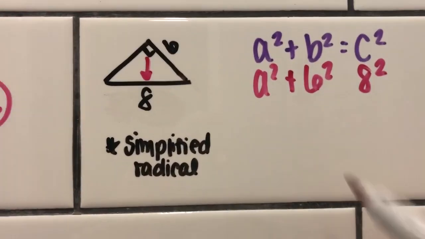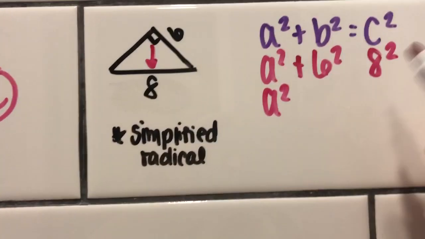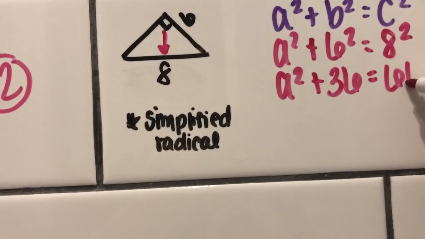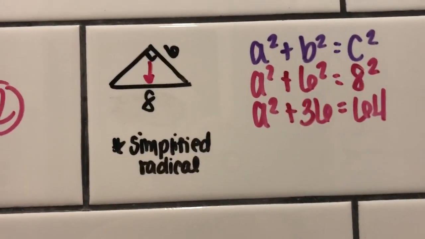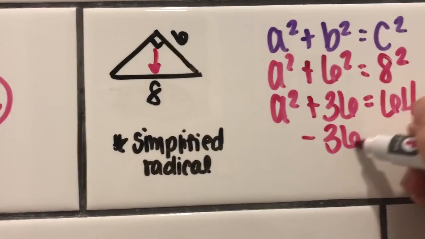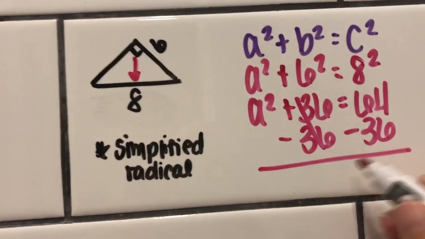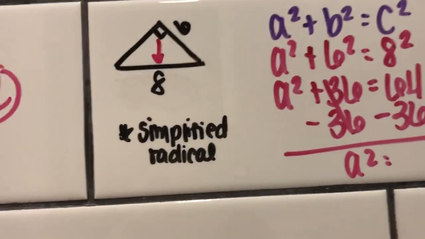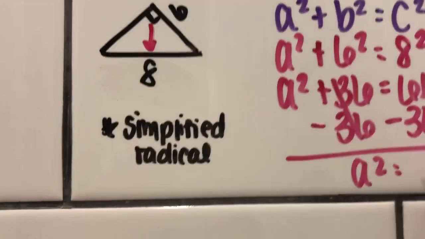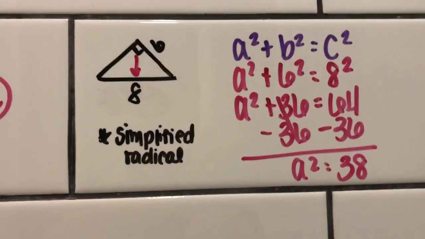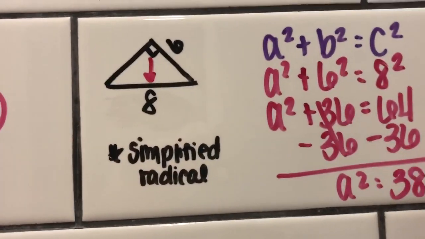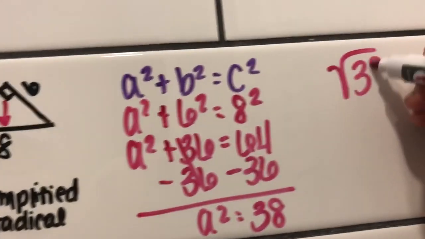So I'm going to go through A squared. I don't know, obviously. That's my variable. 6 squared is 36. And it equals 64. 8 squared is 64. Now I need to isolate that A squared, so I'm going to subtract 36. So I'm left with A squared equals 38. Now my A is not alone. Again, I need to do the square root of it. So this is not done. I'm going to do the square root of 38.